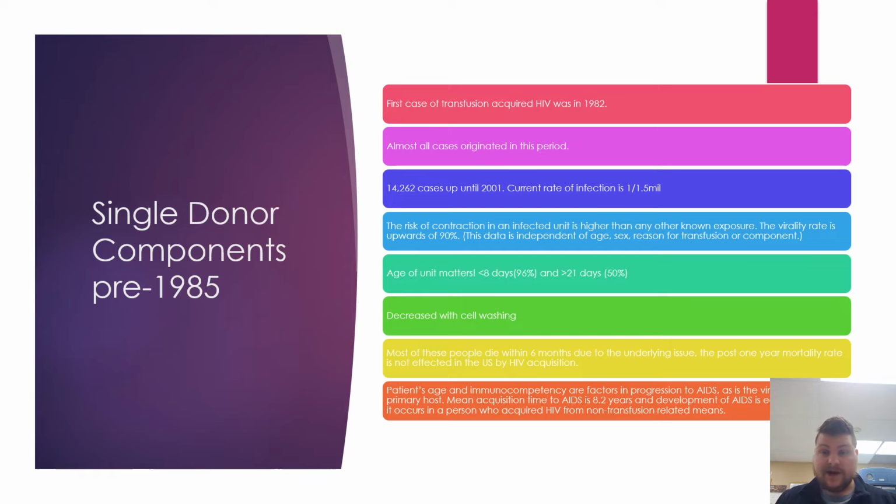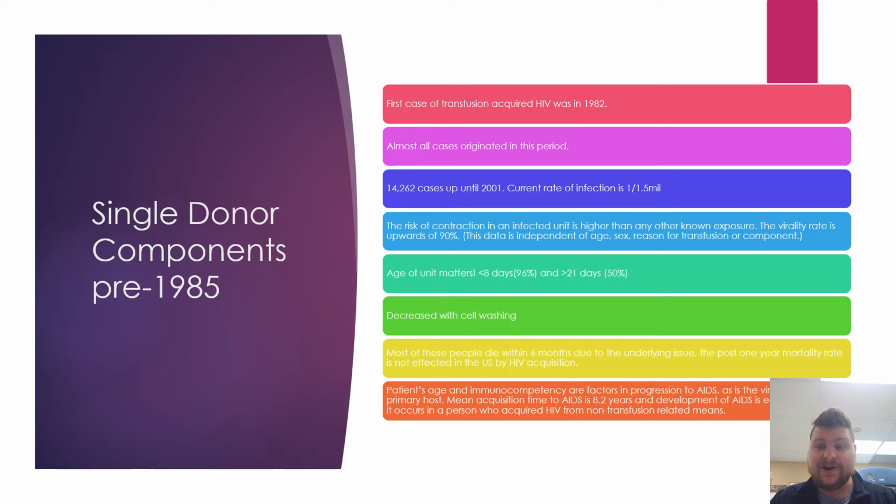Better though, our current rate is 1 in 1.5 million. I mean, very unlikely for it to happen. The risk of contraction in an infected unit is higher than any other known exposure. This means Hep C, trypanosoma, Hep B, any of these other infectious diseases we're looking for. The virality rate is upwards of 90%. 90% of these units that are transfused, that person is going to get HIV.